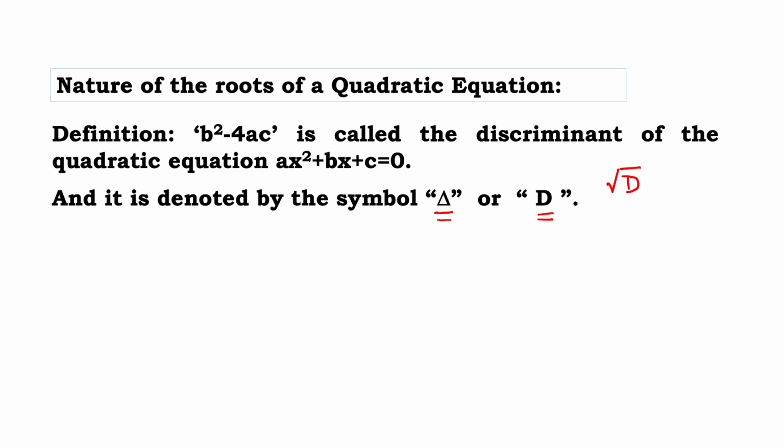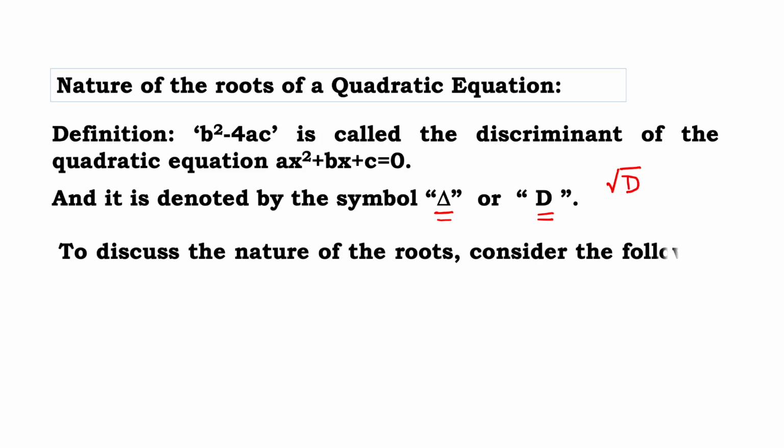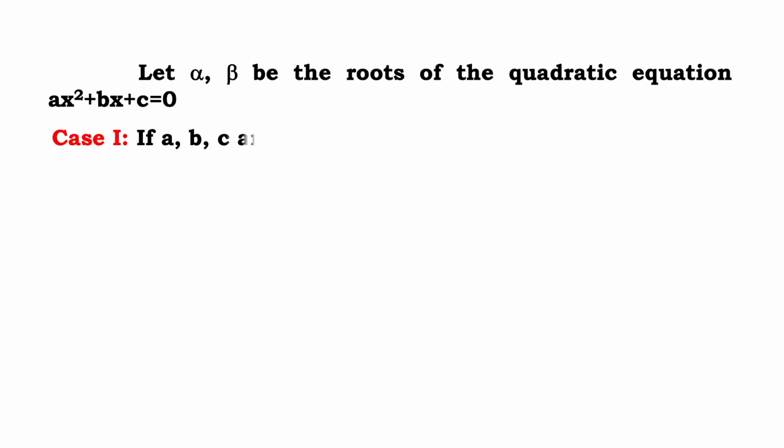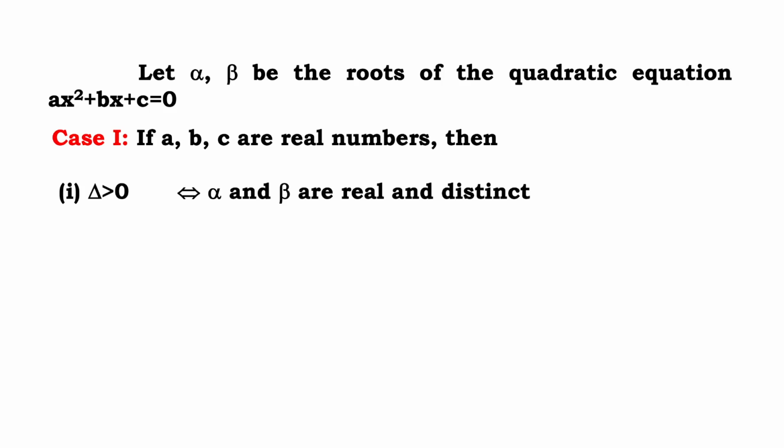If D is positive, obviously the roots will be real, right? And if D is equal to 0, we have seen that the roots will be the same. So the important condition in this case is that a, b, c are real, right? The most important part is a, b, c are real numbers. For that only we are going ahead, right? Then, if del or D is greater than 0, then alpha and beta are the roots, and they are real and distinct.